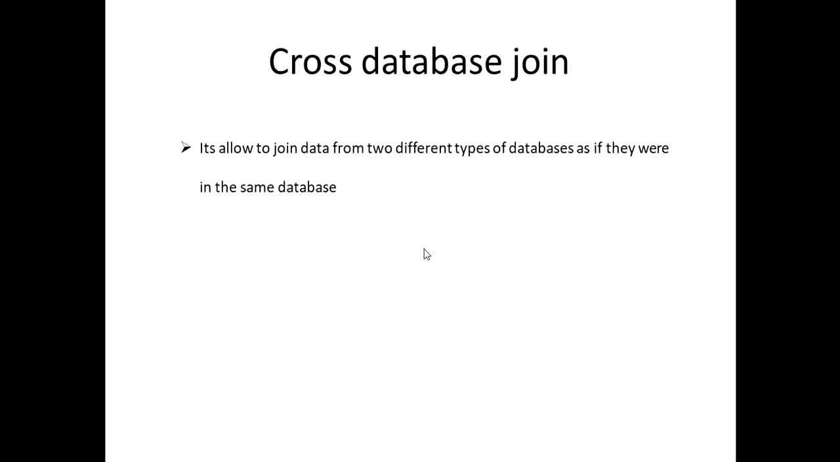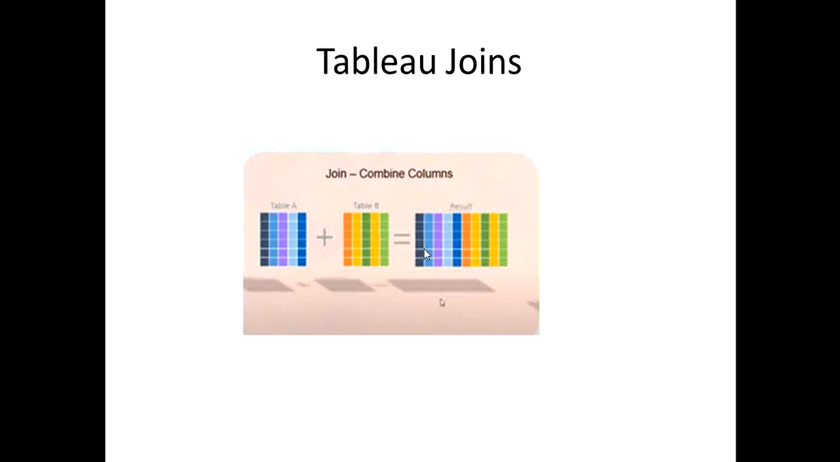As per definition, a cross database join allows you to join data from two different types of databases as if they were coming from the same database. If you remember in the Tableau environment, at the worksheet level, we were able to see all the fields from the two different data sources as if they were coming from the same data source, because we were only able to see one data source. I will show this later, but first let us understand the structure of joins.